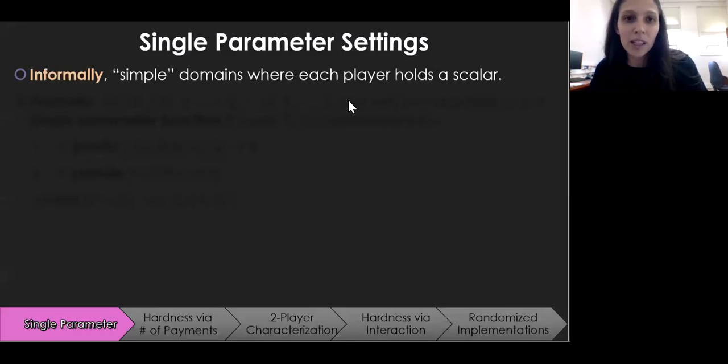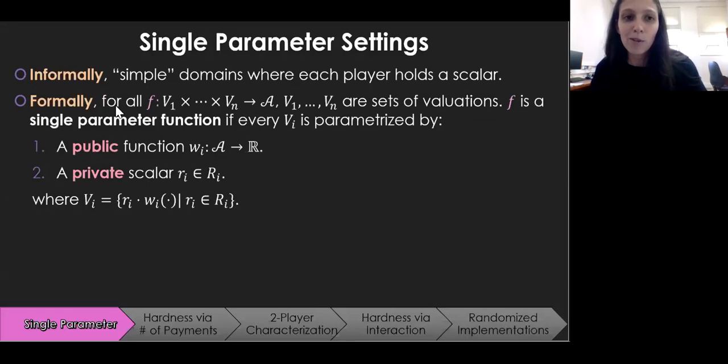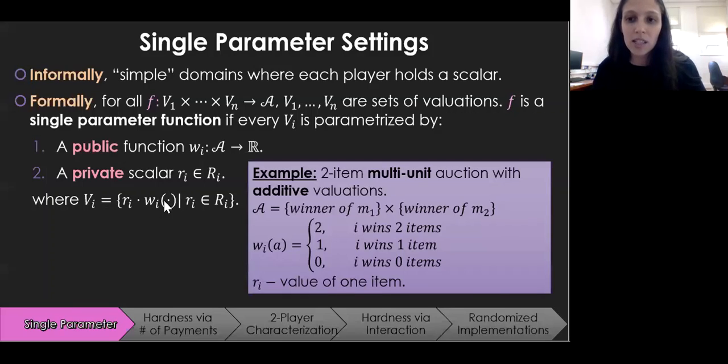Intuitively, single parameter settings are relatively simple settings. More formally, those are settings where the evaluation function of each player has 2 components: a public function, which maps the alternatives to the reals, and a private scalar, where the value of each player is the scalar multiplied by the value of the public function. Let's see a small example.